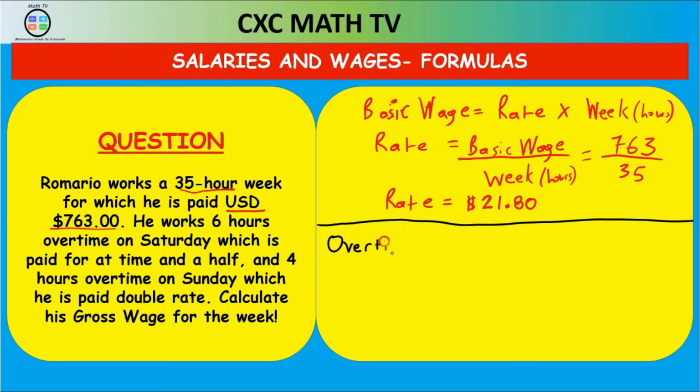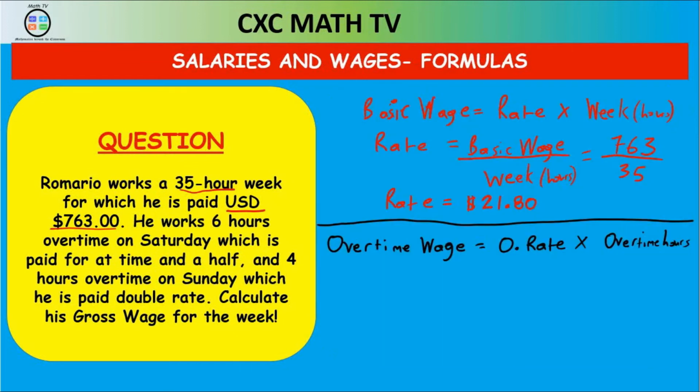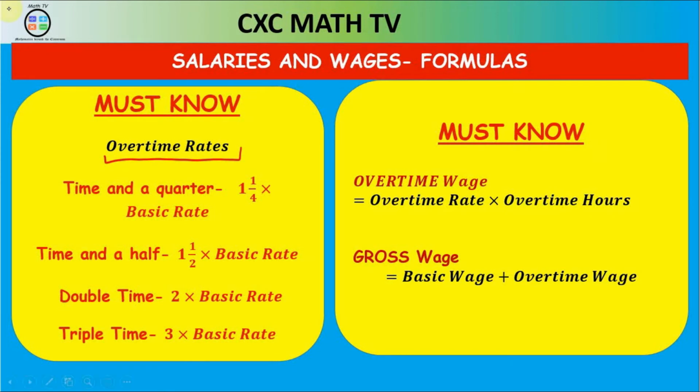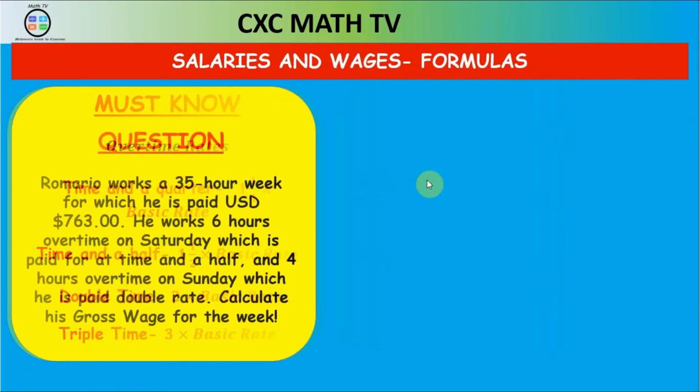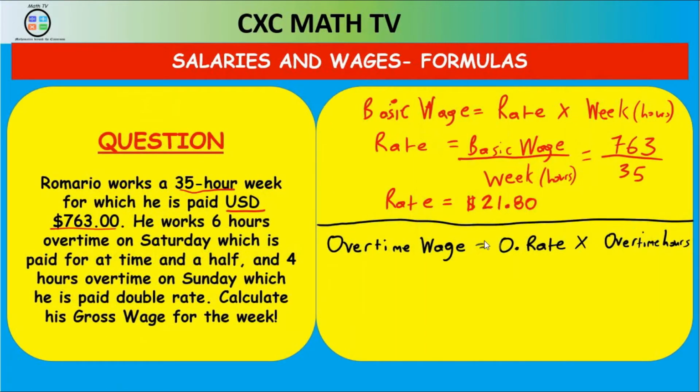Now remember, overtime wage is equal to the overtime rate, so O rate means overtime rate, multiplied by the number of overtime hours worked. So multiplied by overtime hours. This is why you have to remember the formulas from previously. Here it is. Overtime wage is overtime rate times overtime hours. Please remember this formula. So going back now, all right.